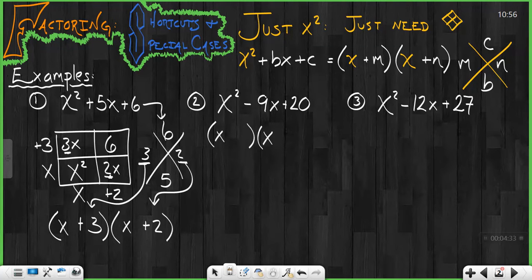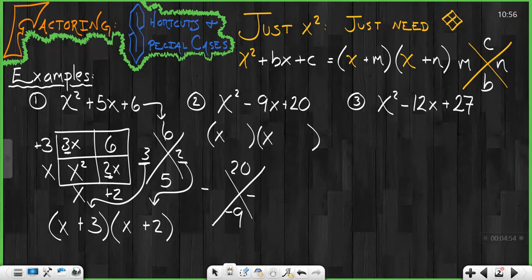going to start with just x, and I just need the x of my diamond problem, where my constant is the product, and my sum is still the coefficient of x. What multiplies to get 20 but adds to get negative 9? Well, that's going to be a negative and a negative because it's a positive product.